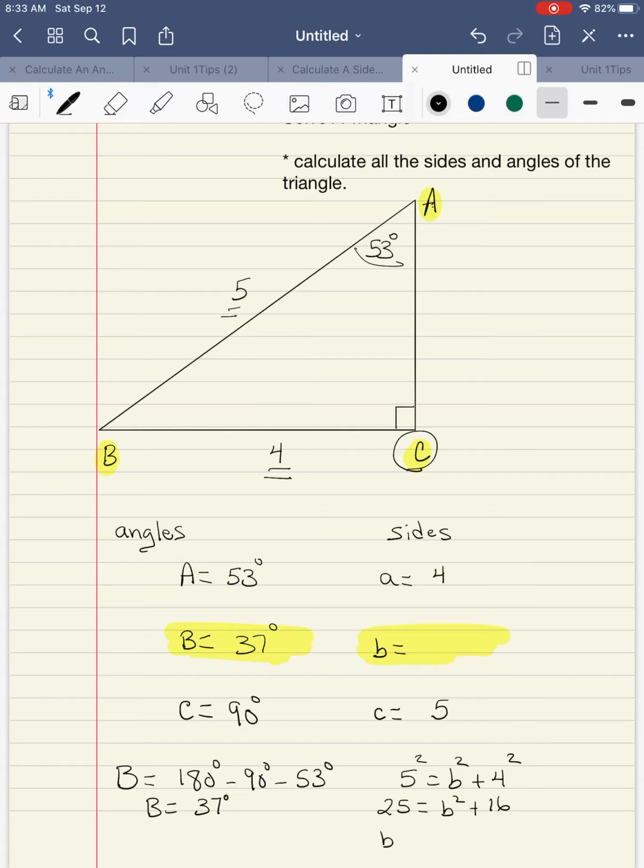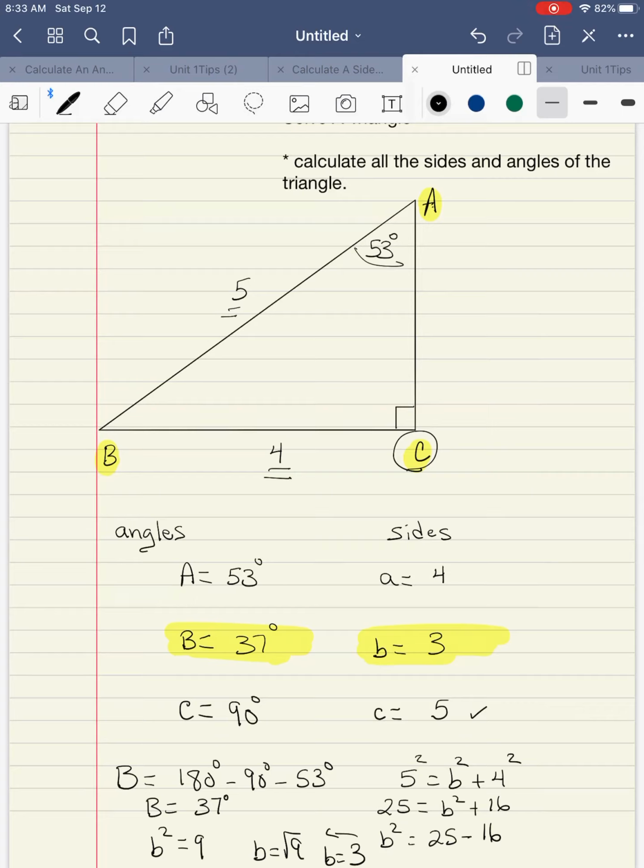Working this out, I'm just going to go over here, a little bit more room. And I'm going to take the square root, and we can see small b is 3. Again, you always want to check to see if the hypotenuse is still the longest side, and c still is the longest side, 5. If it's not, you probably made a small calculation error, and you can go back and check it.